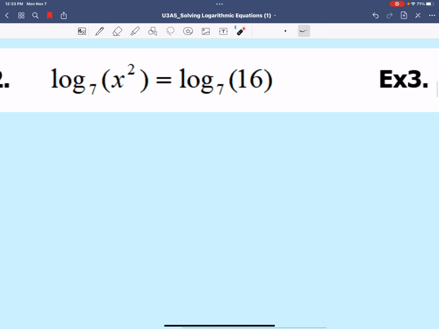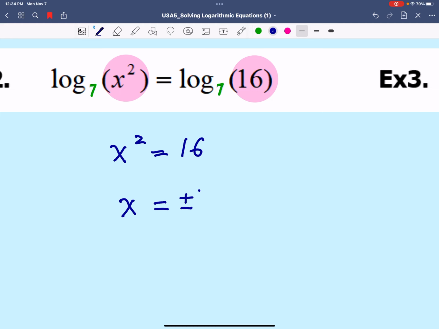We have log with base 7 of x squared equals log with base 7 of 16. So as you can see in here, we have a single term on each side of the equation. We have a base 7 in both log terms, which means that we can jump into the step when we equate the expressions inside each log. So x squared equals 16 would leave us with x equals plus or minus the square root of 16, which is basically plus or minus 4.